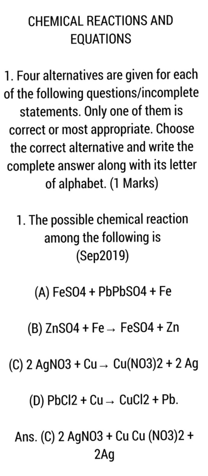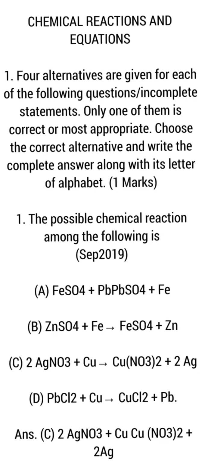Option A is FeSO4 plus Pb gives rise to PbSO4 and Fe. Option B is zinc sulfate plus Fe gives rise to FeSO4 and zinc. Option C is AgNO3 plus Cu gives rise to Cu(NO3)2 and silver. Option D is PbCl2 plus Cu gives rise to CuCl2 plus Pb. And the correct answer is AgNO3 plus Cu gives rise to Cu(NO3)2 plus silver.